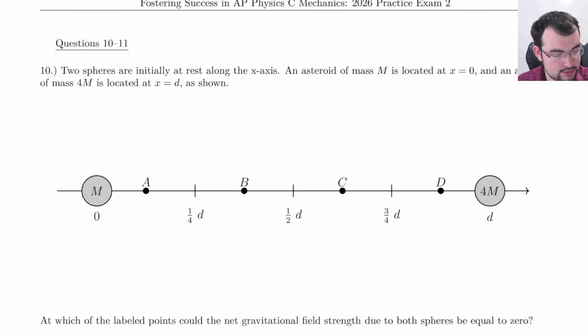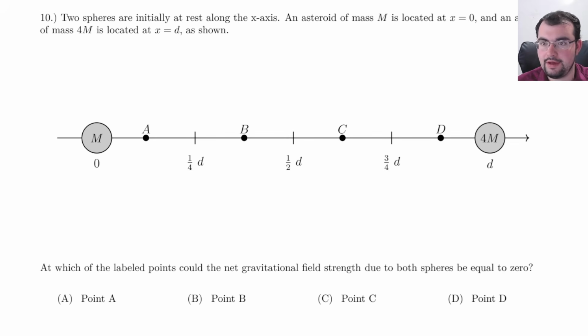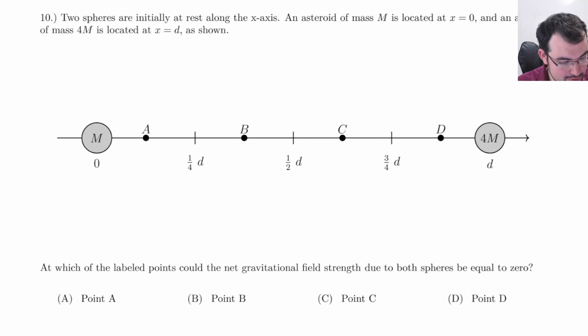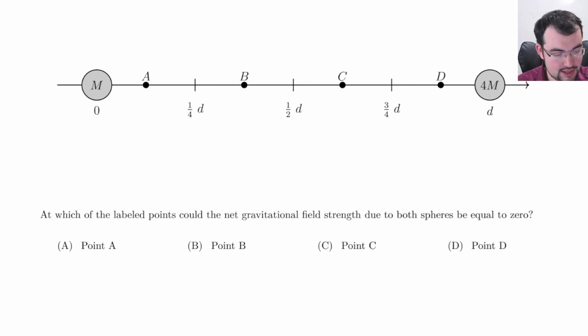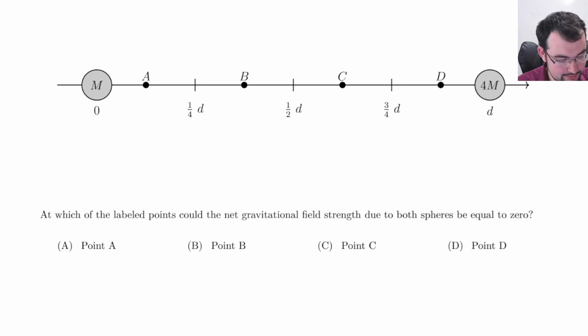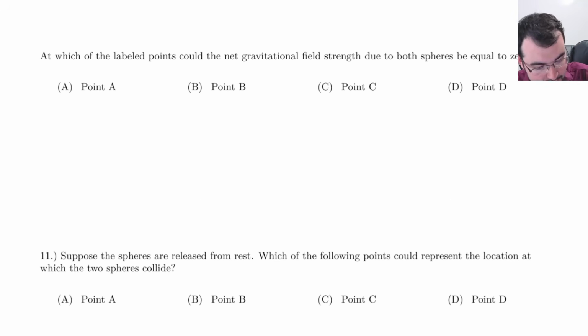All right, now we're on to some spherical asteroids that are spaced along the x-axis. And we're interested in first finding where their net gravitational field strengths cancel. So where could you place an object such that it would not get pulled towards either sphere? So this is a semi-quantitative one. We don't need the exact point, but we're interested in what region it could be. So we're really just saying where the net gravitational force due to both spheres is equal to 0.